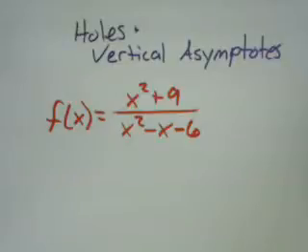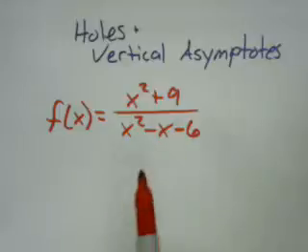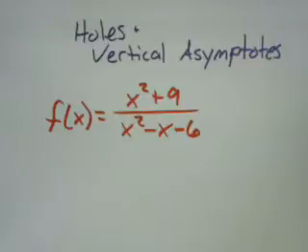Hi, Mr. Andrew here, and today we're dealing with rational equations. So again, rational just means that we're in some way dividing by an x, and as a result, can have holes and vertical asymptotes. And that's what we're going to discuss today, holes and vertical asymptotes.